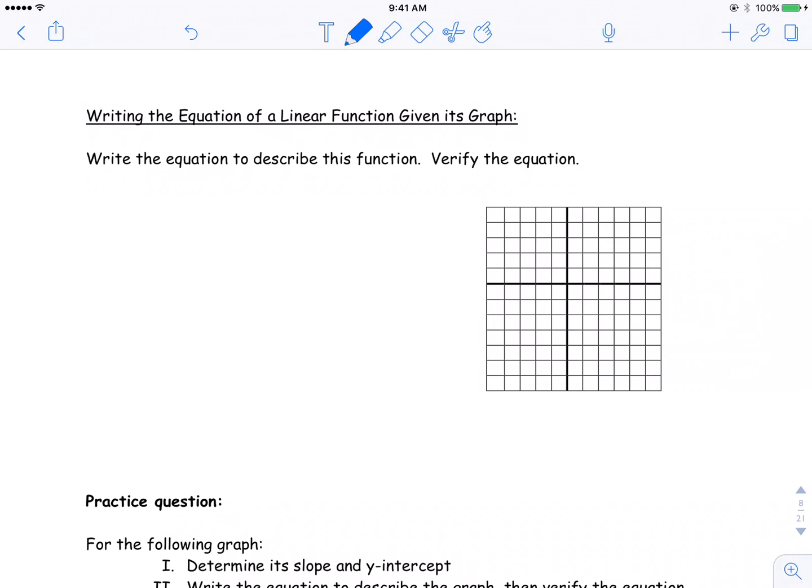So here's a tricky question. If you're not going to follow my videos, this will be a little bit tough for you. It says, writing the equation of a linear function given its graph. Write the equation to describe this function. Verify the equation. Well, there's no function there, so it would be a little bit tough to do that.